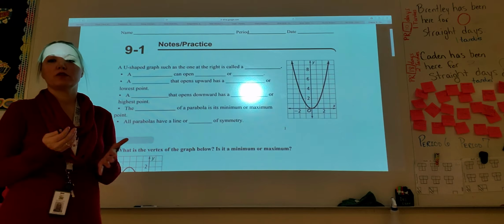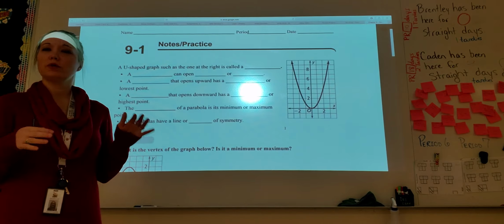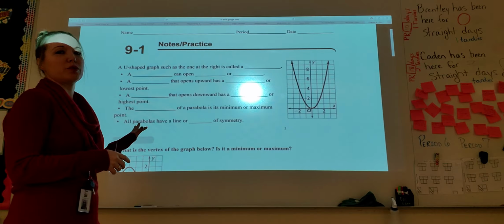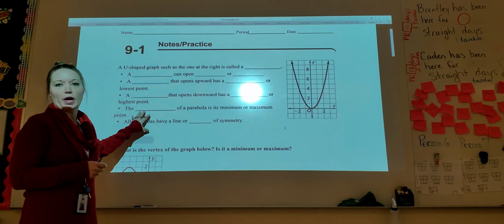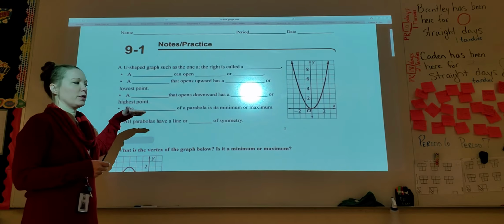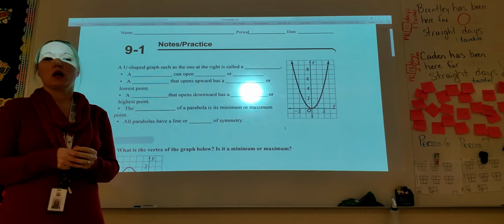Alright guys, so we are going to start talking about quadratic functions. So we've already talked a little bit about it and a little bit about the graph when we started this last section. But we're going to get more into the vocabulary of the graph today, and then we're going to get into actually starting to graph it a little bit.